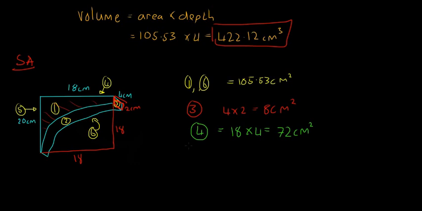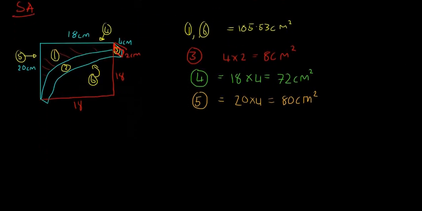And then one more, we have 5, which is going to be 20 by 4. So here we have 20 by 4, and this will give us 80 centimeters squared. So now we almost have all of the surface area calculated. It's just 2 that is the final surface area we need to calculate, which is also the hardest one.